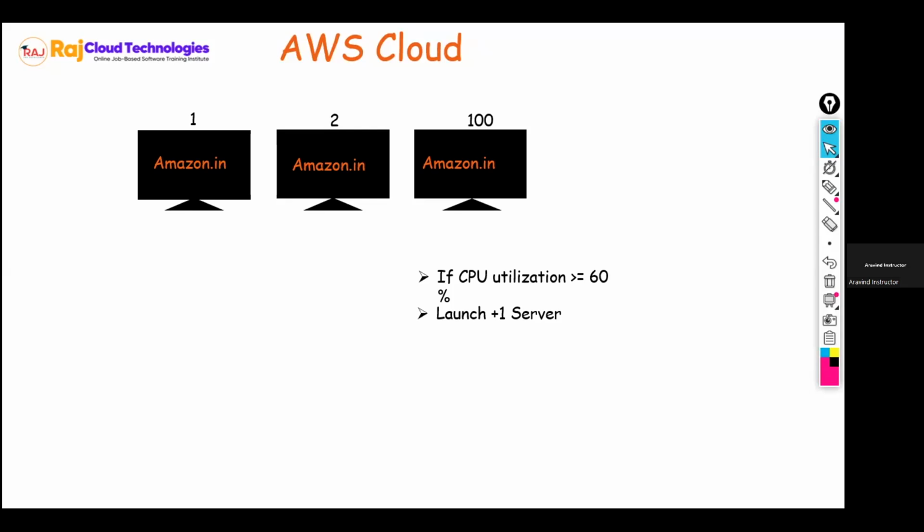Because I don't know, right? I cannot watch every time. I'll go home and sleep. The employees don't know either. They cannot sit in front of the system all the time. So you need to tell AWS, if it is crossing 60, can you please take care of it? Can you please launch one server?